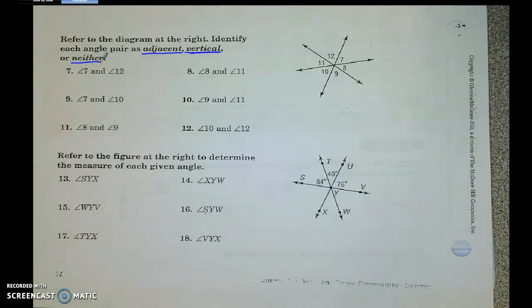So let's look at number 7. If I look at angle 7 and angle 12, well, they are right beside each other. They are beside each other. That means that they are adjacent. Okay, let's go ahead and look at another one. If I look at number 8, angle 8 and angle 11, they are directly across from each other. Therefore, they are vertical angles. Okay, that gives you an example of each.